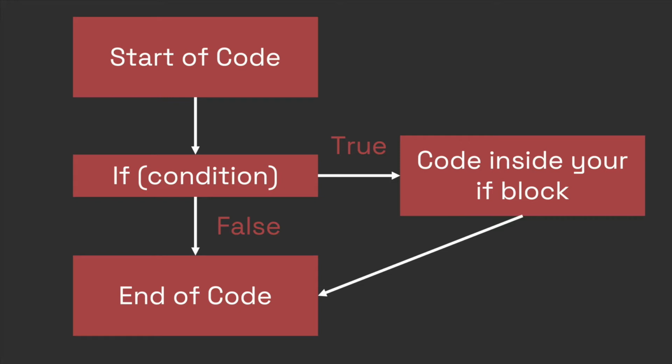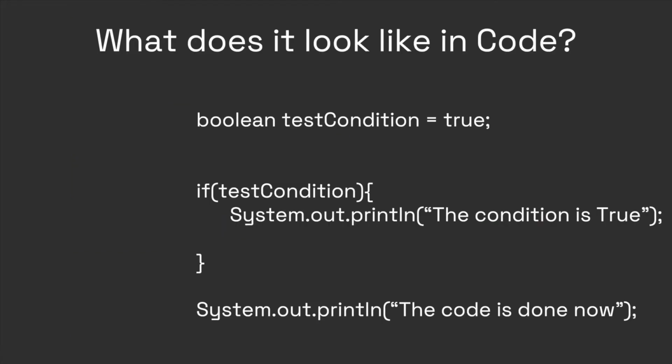If the condition evaluates to true, it will take the true path and then take the path inside of the conditional block. After the conditional block is finished, it will go back to the code after the conditional block. However, if the condition evaluates to false, the conditional block is never executed and it just skips to after the conditional block. Let's take a look at what this might look like in code in a language like Java.